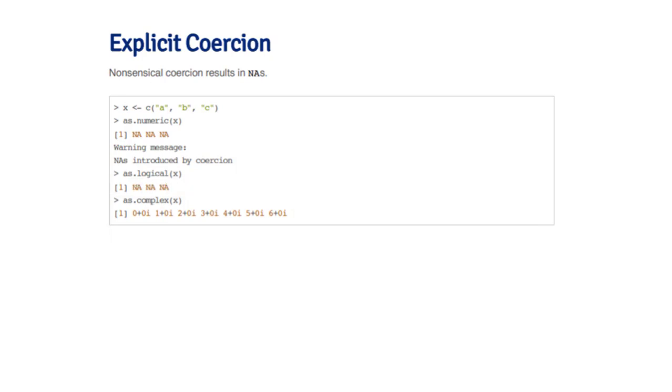Now you will notice that coercion doesn't always work, and when it does not work, you get what are called NA values. So nonsensical coercion will result in NAs. For example, if I take the vector a, b, c and call as.numeric, there's really no way to convert the letters a, b and c to numerical values. So what you get is a vector of NAs plus a warning. Similarly, if you call as.logical on a character vector, you are going to get a vector of NAs.